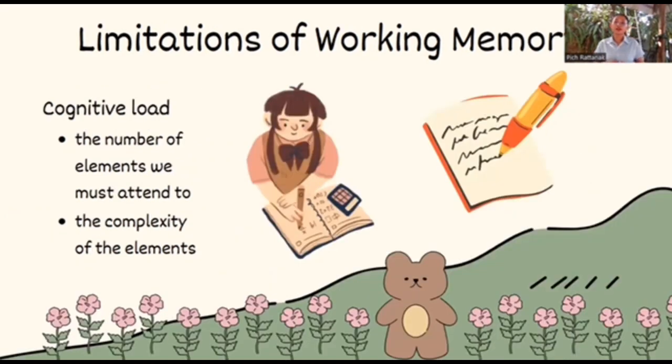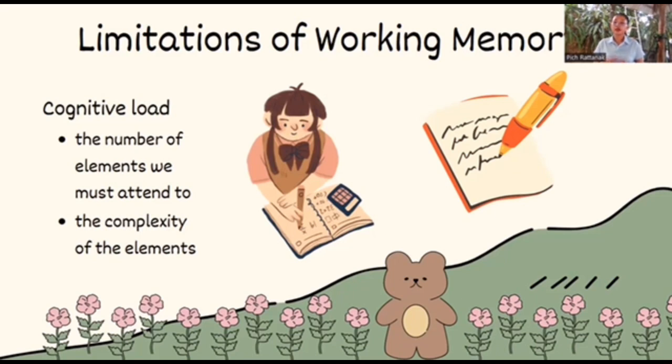So the next point is cognitive load. It's a concept that we can use as an example of the limitation of working memory. It's divided into two. The first one is the number of elements we must attend to.